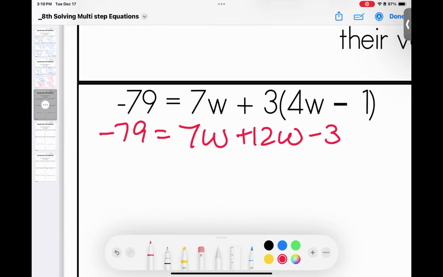12w minus 3. Negative 79 is equal to 19w minus 3.